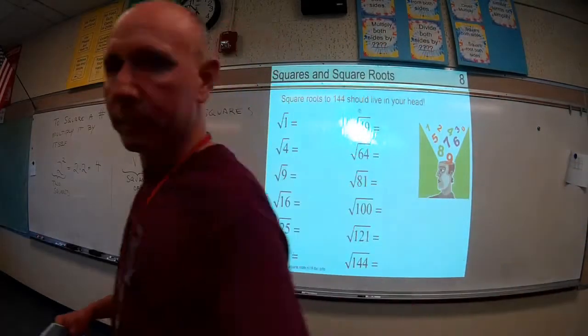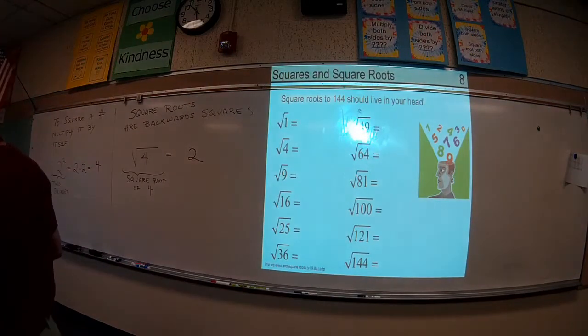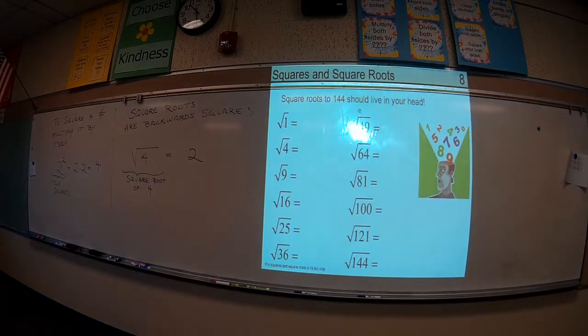Square root of 9. 3. Square root of 36. 6. Square root of 25. 5. Square root of 49. 7. Square root of 36, right here. Square root of 36. 6. Square root of 9. 3. Square root of 9 is 3.